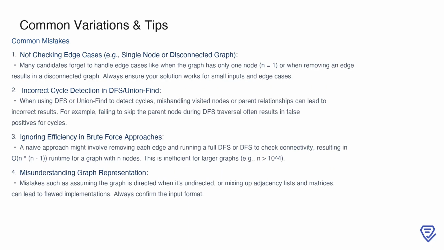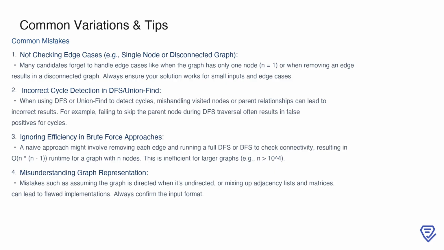When tackling this problem, there are a few common mistakes that can trip up candidates. First, failing to check edge cases is a frequent oversight. For instance, if the graph consists of only a single node or if removing an edge results in a disconnected graph, your solution might not handle these scenarios properly. It's crucial to verify that your code works for small inputs and unusual cases.